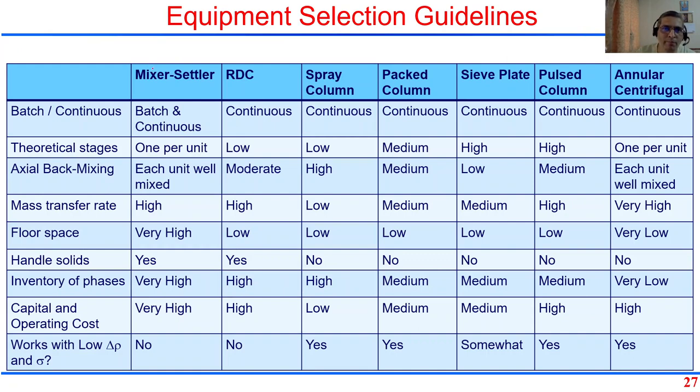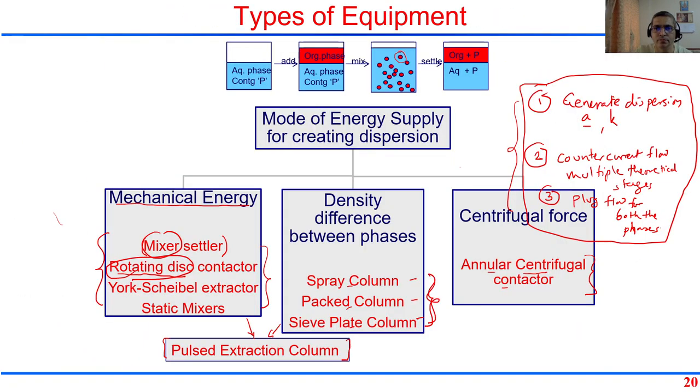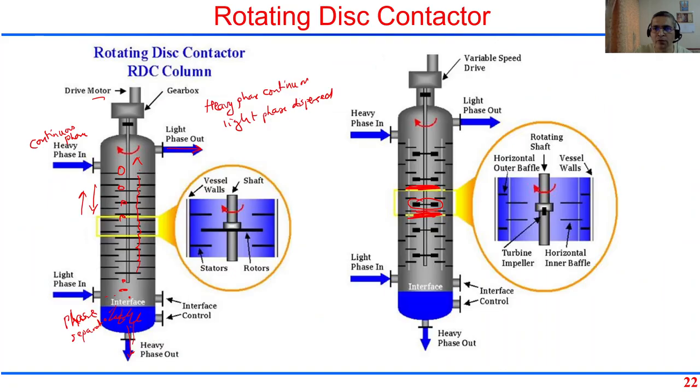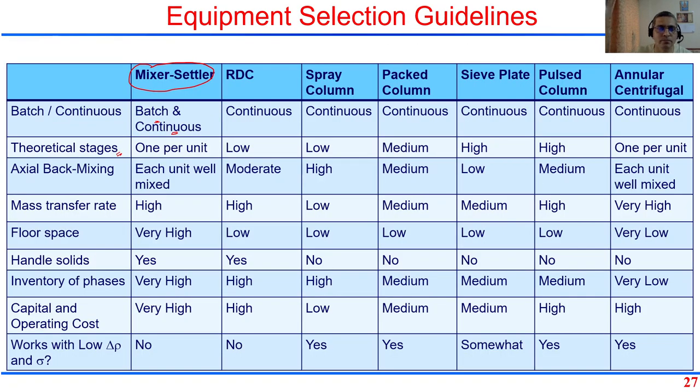So first of all, if you think about mixer settler, I can operate the mixer settler as batch wise or continuous. If you think about number of theoretical stages, one mixer settler will give you one theoretical stage. So if I want four theoretical stages, I will require four mixers and four settlers. But I can arrange them in a countercurrent manner. Each mixer unit I can assume to be one theoretical stage. Because there is agitation, I would have high turbulence and I would have high mass transfer rate.